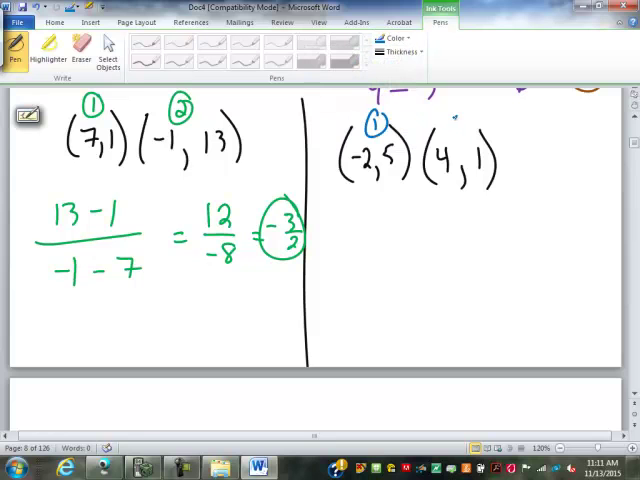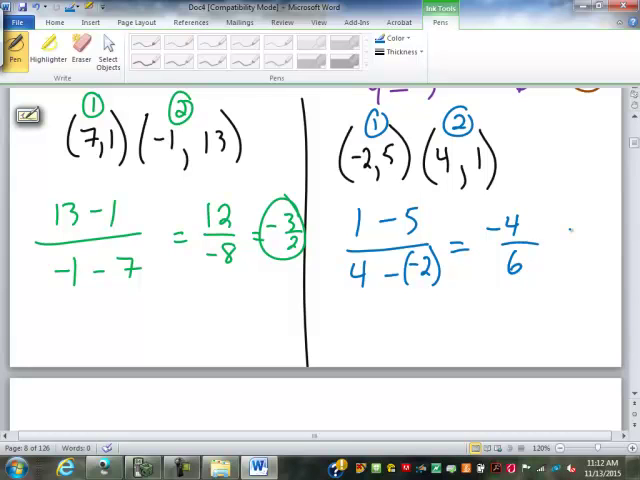So over here, 0.1 and 0.2. What are we going to get on top? 1 minus 5. And on bottom? 4 minus a negative 2. So 1 minus 5 is negative 4. 4 minus negative 2 is 6. So negative 4 over 6, or if you reduce it, a negative 2/3.